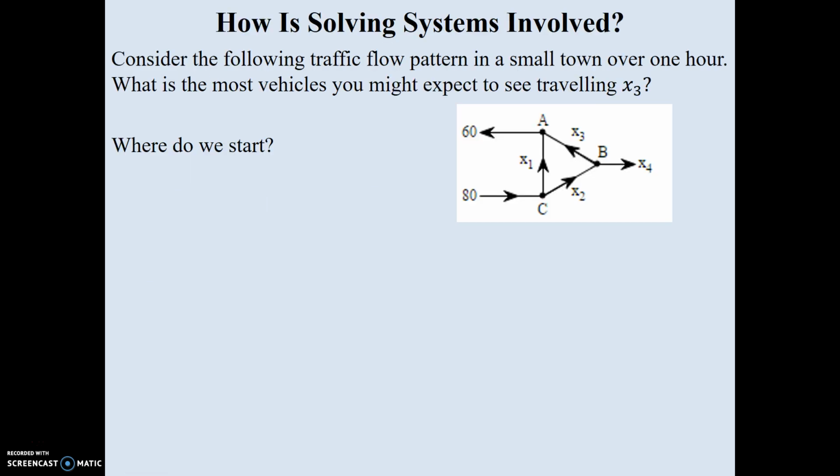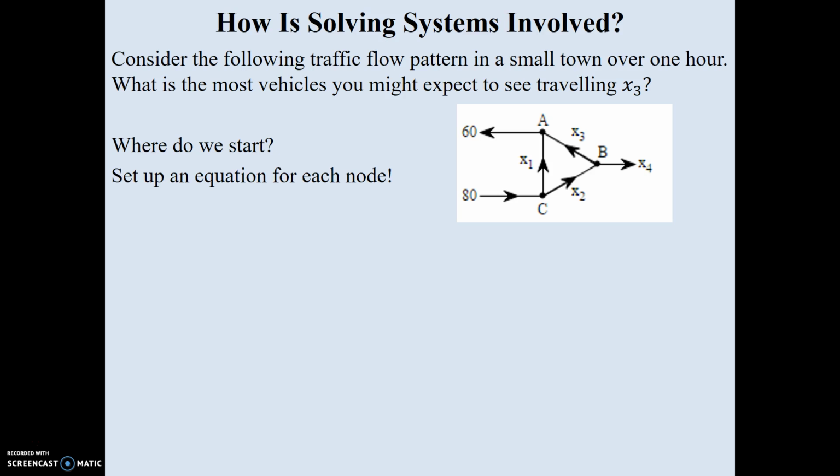So here's an example of how this could work and how we could use systems to help us. So say this is a traffic flow pattern in a small town and it's covered for over an hour. And they want to know what's the most vehicles that one would expect to actually go through the branch of x3 from point B to point A. So the first thing to help us start would be to actually create the equations that exist at each junction. What's the input and what's the output, and set them equal.